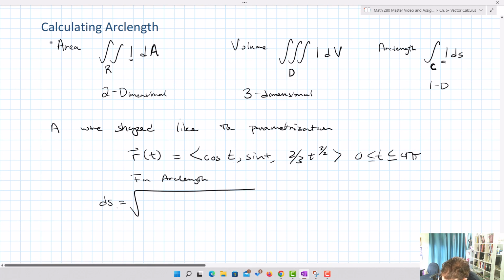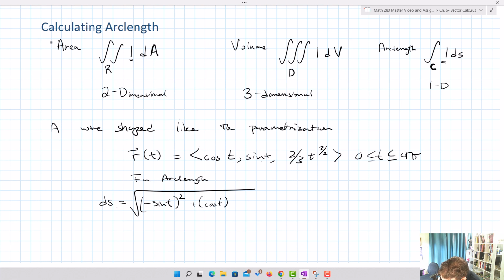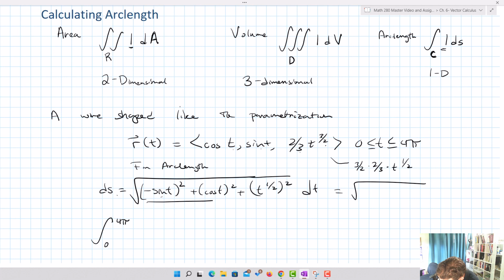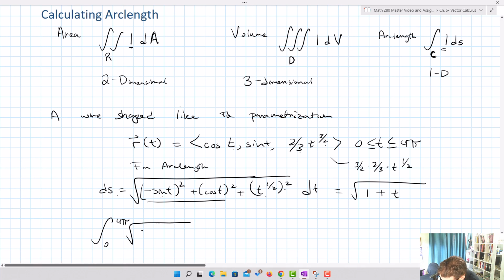So ds is going to equal the square root. We'll take x prime of t, so that's going to be negative sine t squared, plus cosine t squared, plus the derivative of 2/3 t to the 3/2, which is going to end up being 3/2 times 2/3 times t to the 1/2. So this is going to be t to the 1/2 squared dt. So my line integral is going to go from 0 to 4 pi, okay? And then my ds is going to end up being the square root of 1 plus t, so root 1 plus t dt.